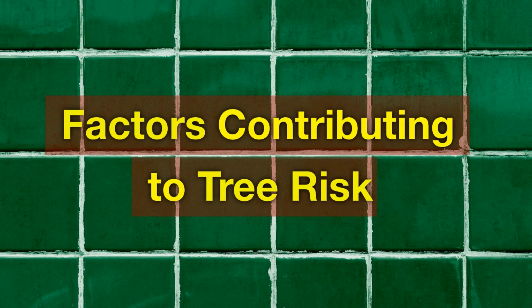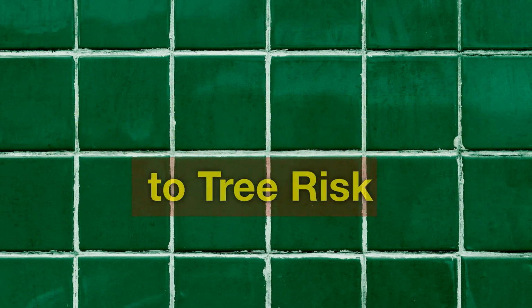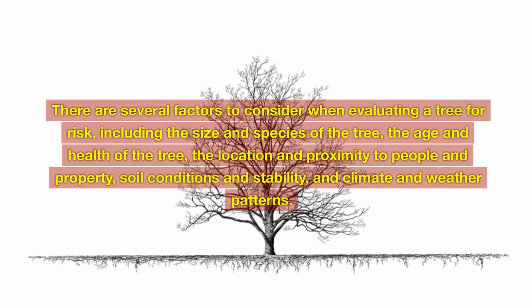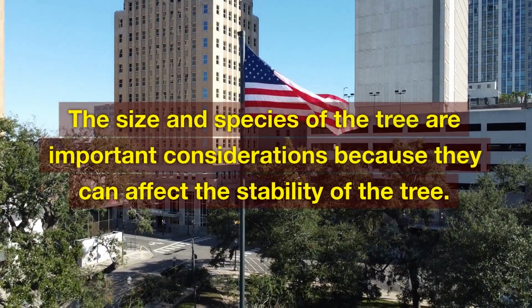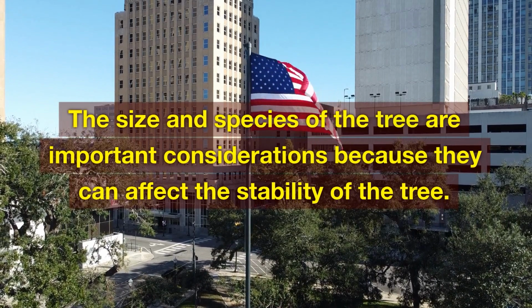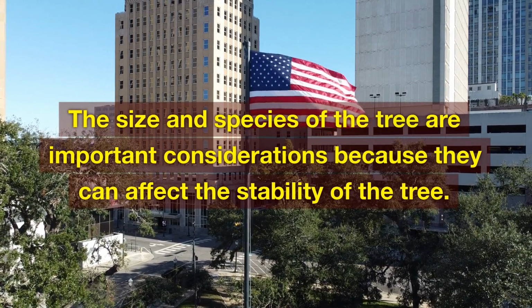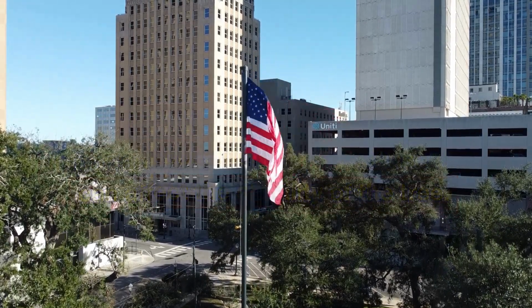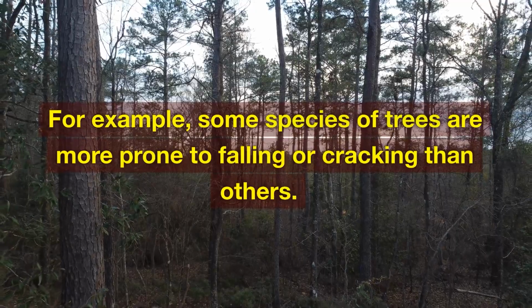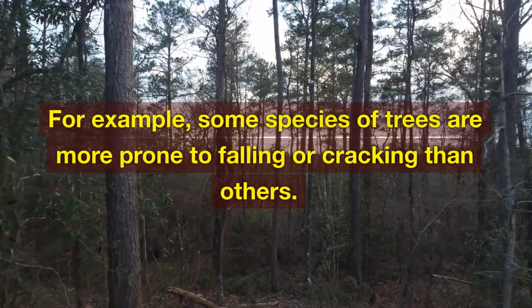Factors contributing to tree risk. There are several factors to consider when evaluating a tree for risk, including the size and species of the tree, the age and health of the tree, the location and proximity to people and property, soil conditions and stability, and climate and weather patterns. The size and species of the tree are important considerations because they can affect the stability of the tree. For example, some species of trees are more prone to falling or cracking than others.